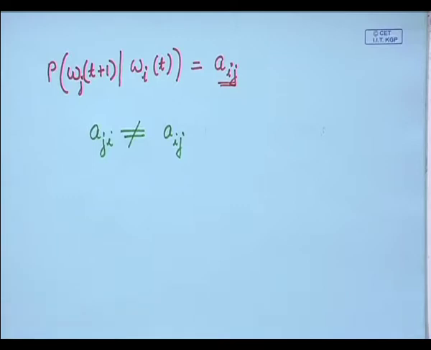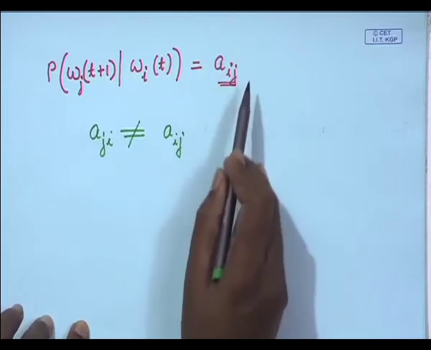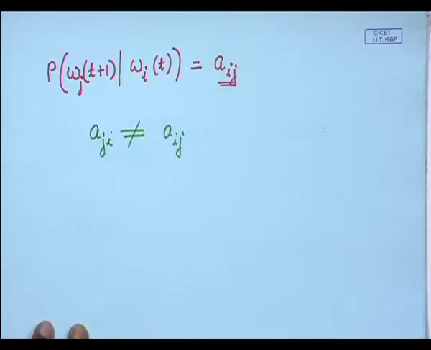That is, the transition probability from state omega i to omega j may not be the same as the transition probability from omega j to state omega i. So, these different transition probabilities will actually define the different hidden Markov models. When we design a hidden Markov model or when we go for training of the hidden Markov model, the major task of training is learning these transition probabilities a_ij, which we will see later on.